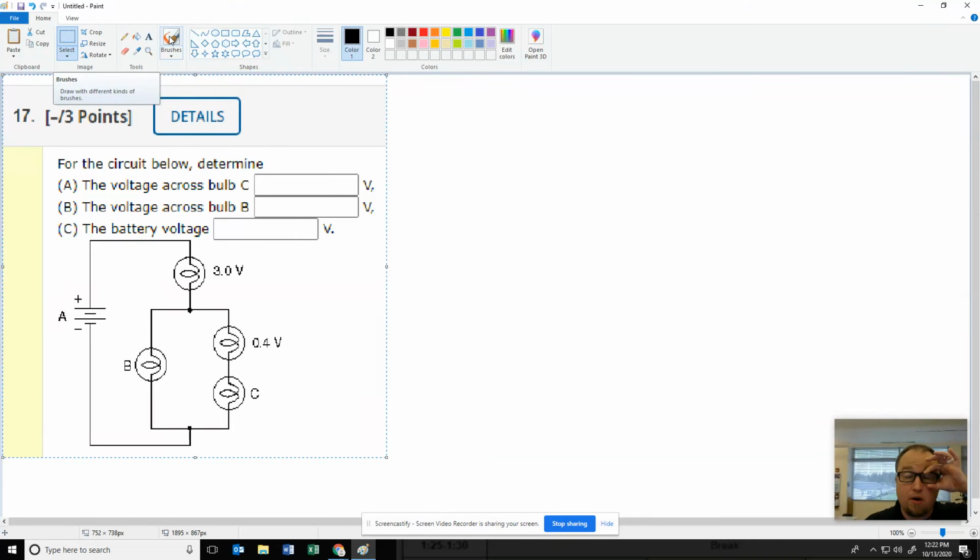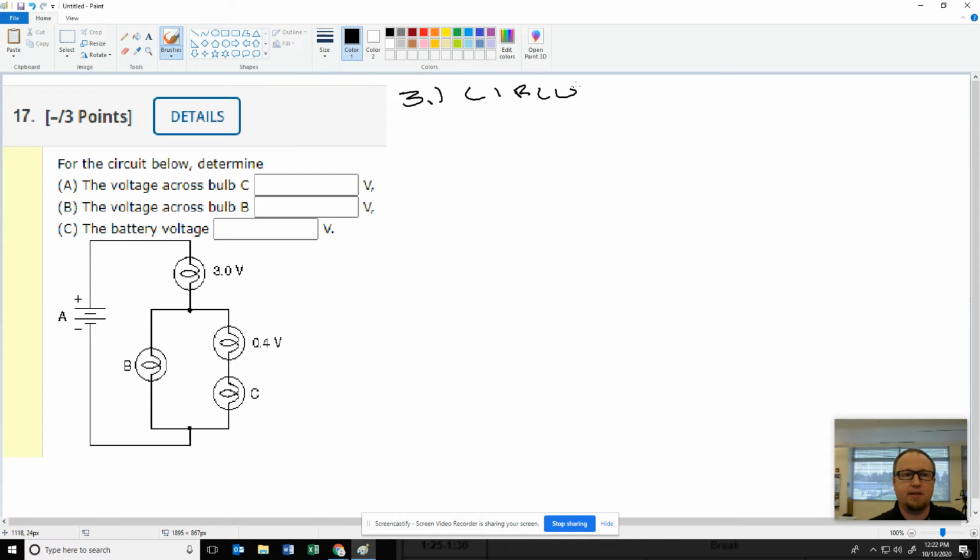All right, great question. Let me show you on my pen, it's 3.1 Circuits, WebAssign, number 17. They give us some information, 3 volts and 0.4 volts. I think we have similar numbers on this one. Since these are in series, and this problem is tough, you need to assume that they're all equal bulbs.